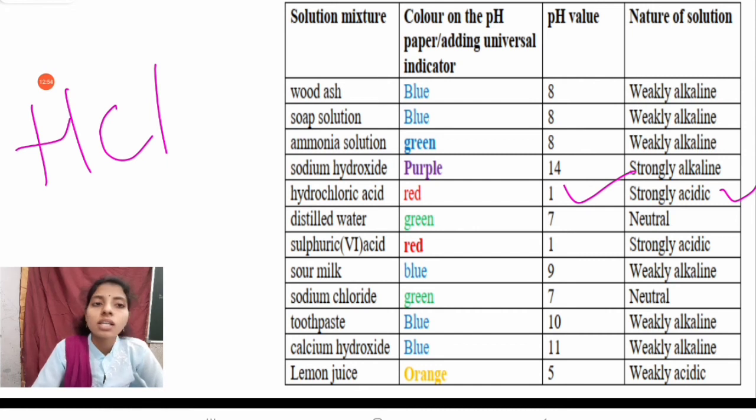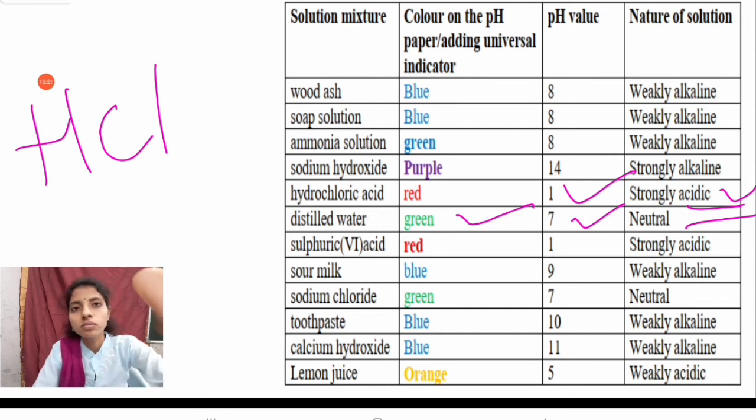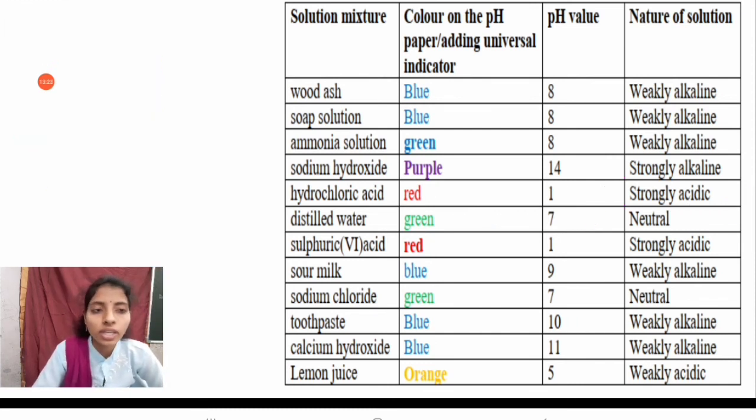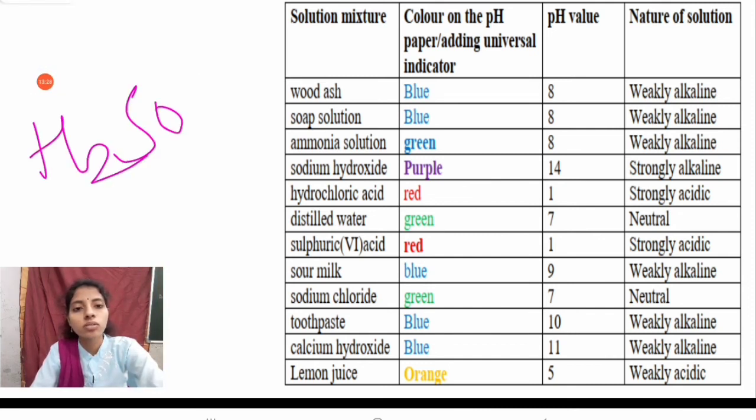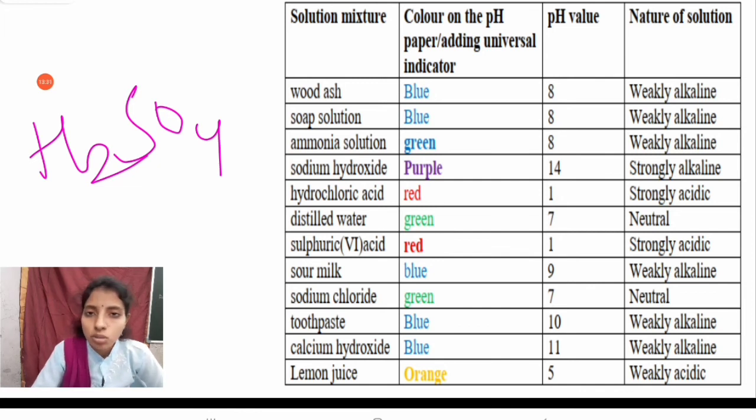And the next one is distilled water. That means pure water. So pure water is neutral. In the pH scale, 7 indicates pure water. Right? So the pH paper turns into green color, the pH value is 7, and the nature of the solution is neutral. Right? And the next one is sulfuric acid. We know the formula of sulfuric acid is H2SO4, and this is also an acid.